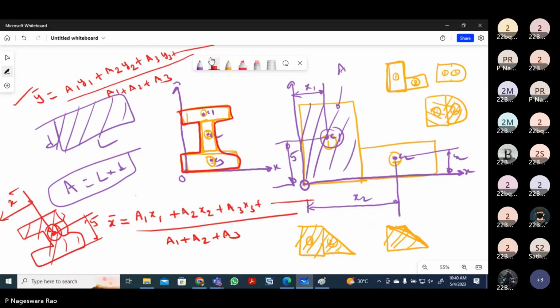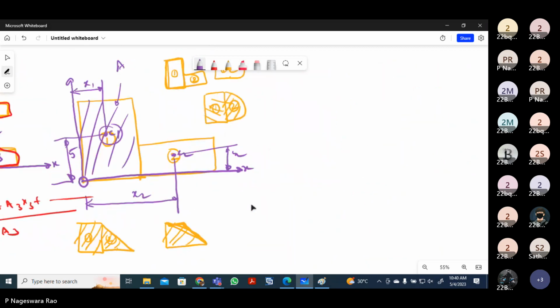Here the important thing is, if the areas are added to get the composite shape, then the sign for the areas will be positive. If areas are added, like the L shape and I shape, we need to add the areas. So when you add the areas, give the positive sign for that area.